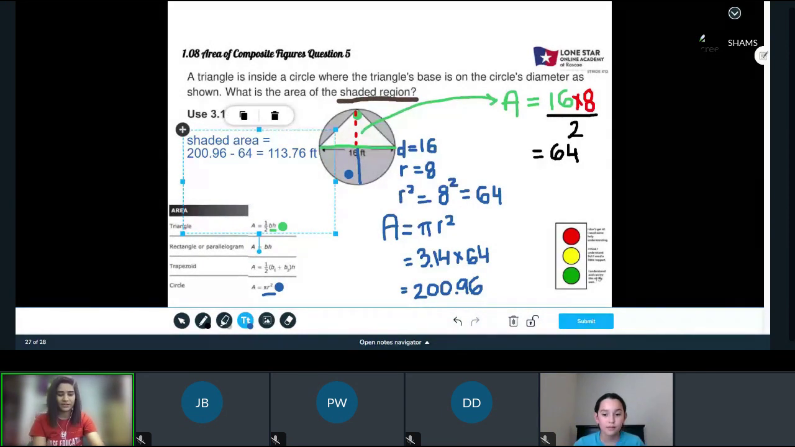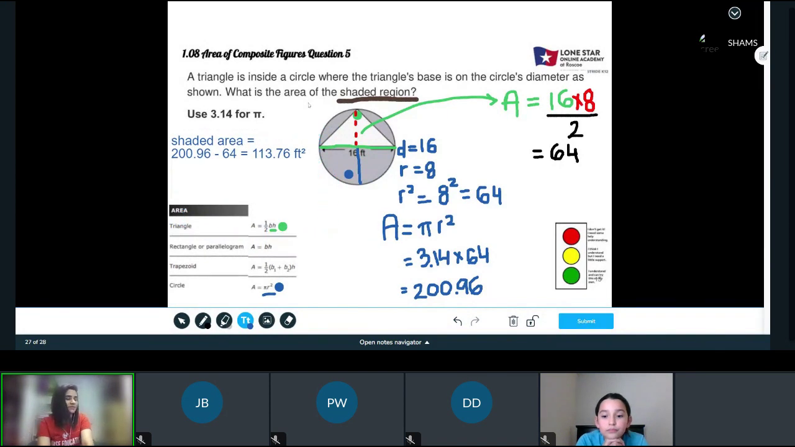And I'm going to go put that symbol. This is how the area will look like. Shaded area 113.76 square feet. Are there any questions? Let me know before moving on. That makes sense? Perfect, perfect. Navi, I can see you nodding.